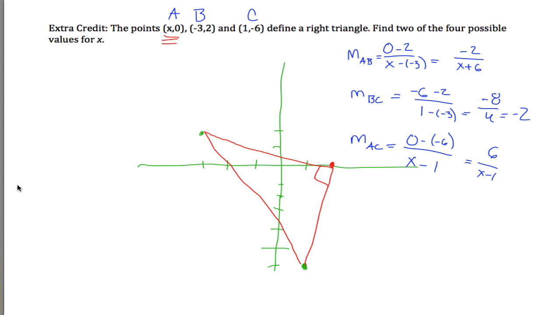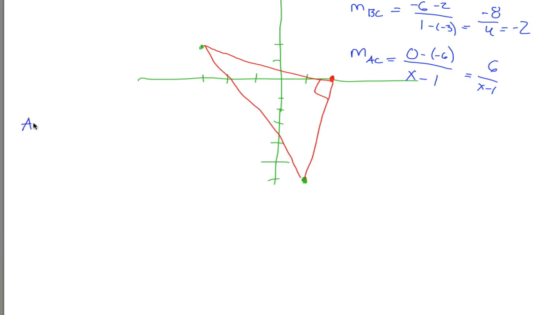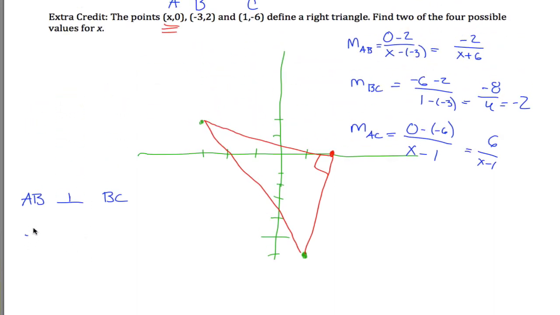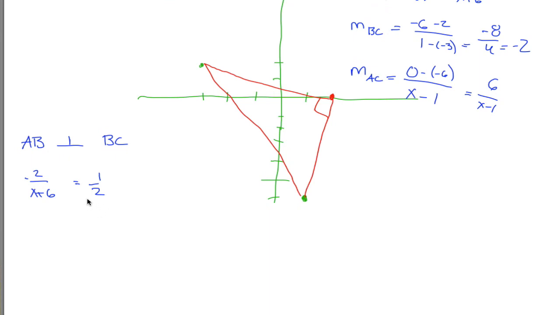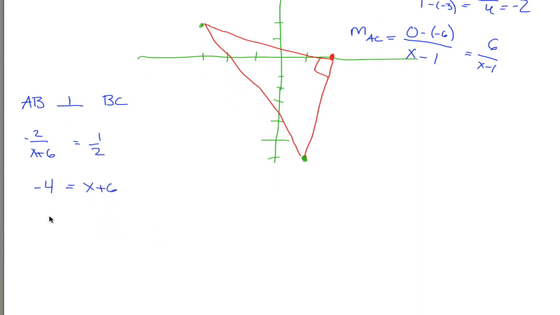Well, let's see. Maybe I'll come down a little bit. AB perpendicular to BC. This is the sign for perpendicular. Well, let's see. AB was -2 divided by x plus 6. BC is -2. If these two are perpendicular, then this slope is the negative reciprocal of this guy. The negative reciprocal of -2 is +1/2. I can solve this equation by cross multiplying. You get -4 equals x plus 6. And then if you subtract 6 from both sides, you get that x equals -10.